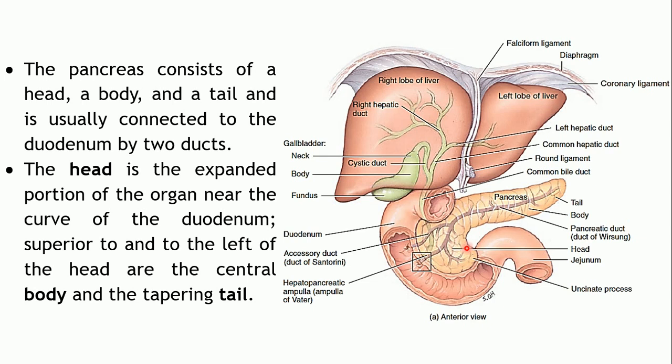Okay, and it is basically divided into three portions, that is the head, body and the tail. Now this head portion is actually the expanded part of the organ which lies near to the curvature of the duodenum. Okay, this one. This is the head of the pancreas, towards the left and towards the superior.